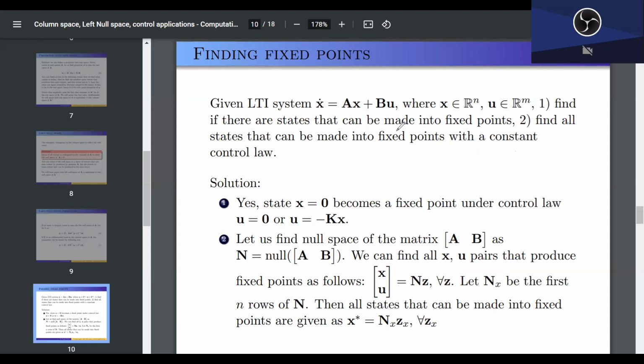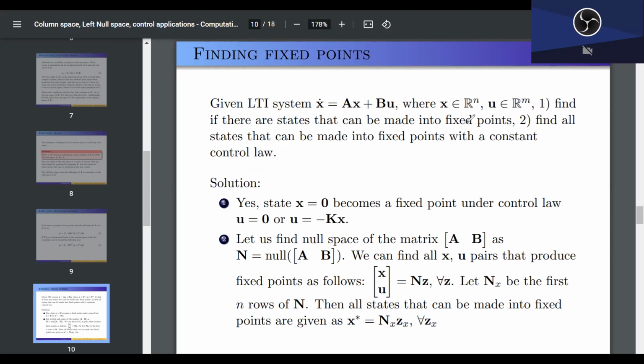By the way, fixed point does not imply stability. It just implies that if the system is exactly at the fixed point, it is going to stay at the fixed point, but it has nothing to do with stability. It can be unstable, of course. With the constant control law, it will be unstable most likely. Okay.